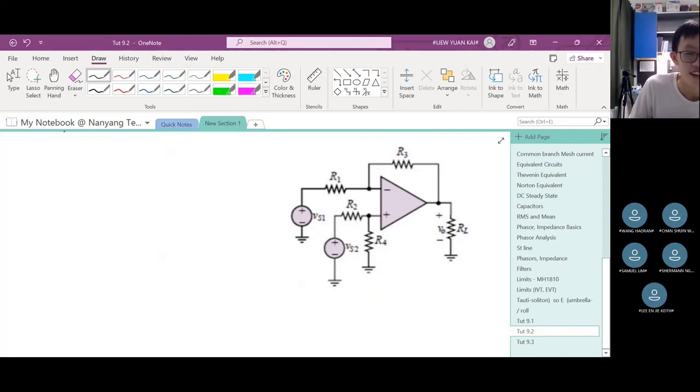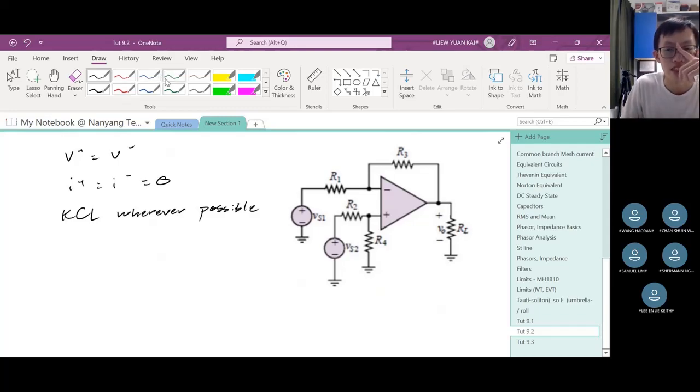So, yes. Whenever you see op amp, straight away, V plus equals to V minus should register in your paper. Then I plus equals to I minus equals to 0. Then KCL wherever possible, wherever nodes possible. So with that, let us look at the problem first.